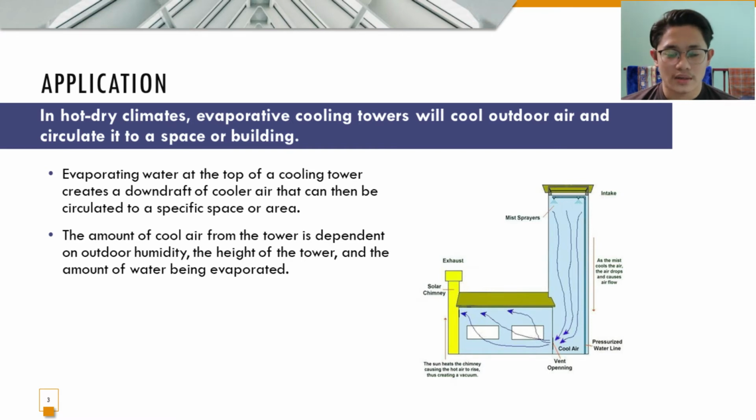The application of this evaporative cooling tower is in hot dry climates. An evaporative cooling tower will cool outdoor air and circulate it to a space or building. The evaporating water at the top of the tower creates a downdraft of cooler air that can be circulated to a specific space or area. The amount of cool air from the tower is dependent on outdoor humidity, the height of the tower, and the amount of water being evaporated.